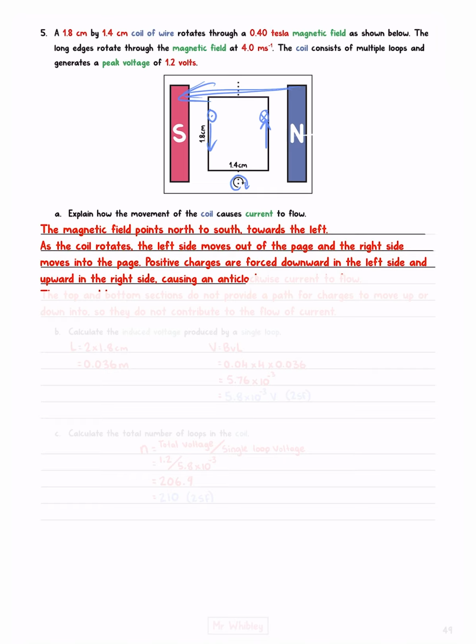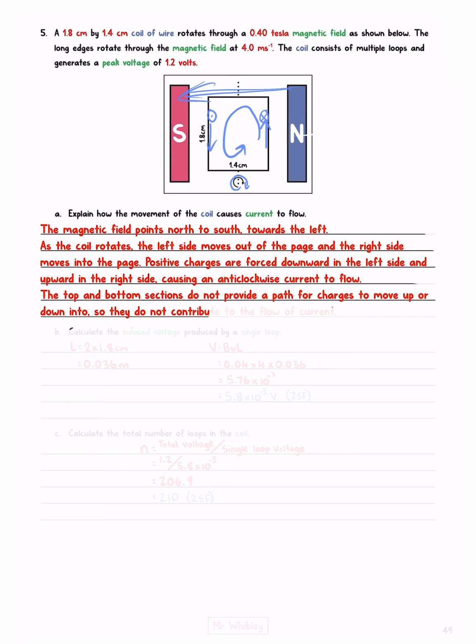This causes an anti-clockwise current to flow. Since these influences aren't in opposition to each other, they combine to form an anti-clockwise current. The top and bottom sections do not provide a path for charges to move up or down into, so they do not contribute to the flow of current.